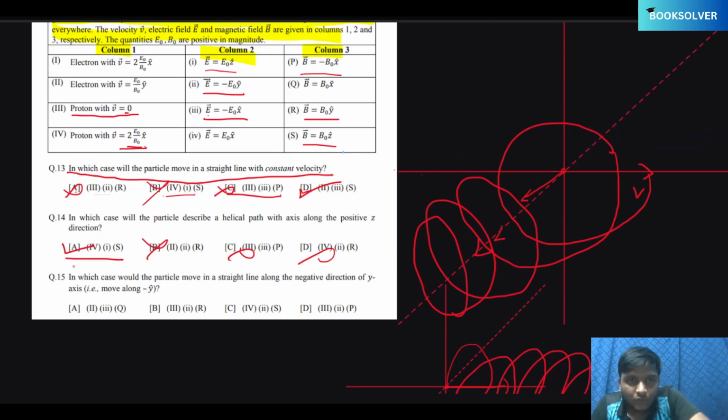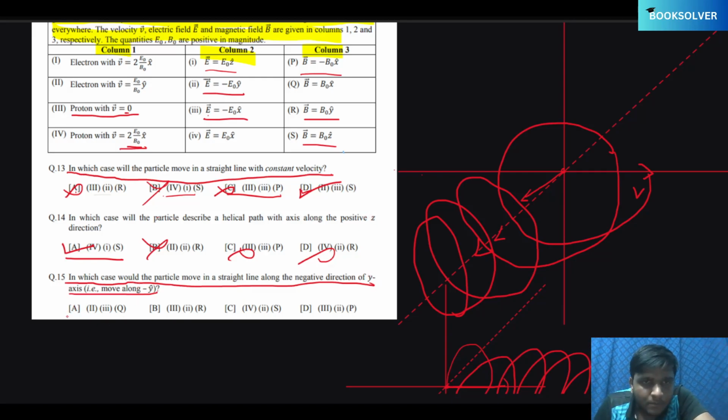Now looking at question 15, in which case would the particle move in a straight line along the negative direction of the y-axis? Okay, so in the straight line along the negative direction of y. I think we have found it earlier. So let's solve it again also. Option A is given as 2, 3 and Q. What is 2? It is this, 3 is this, and this is Q here.